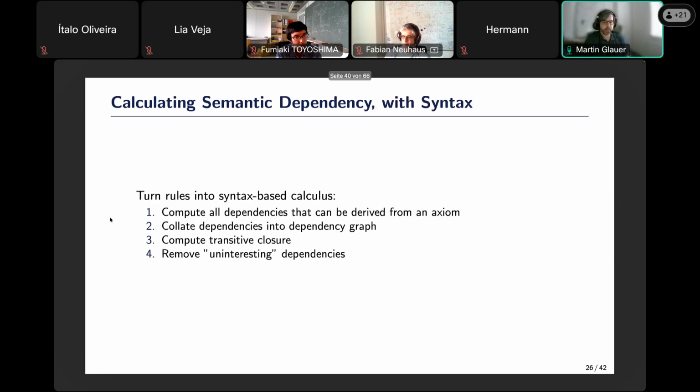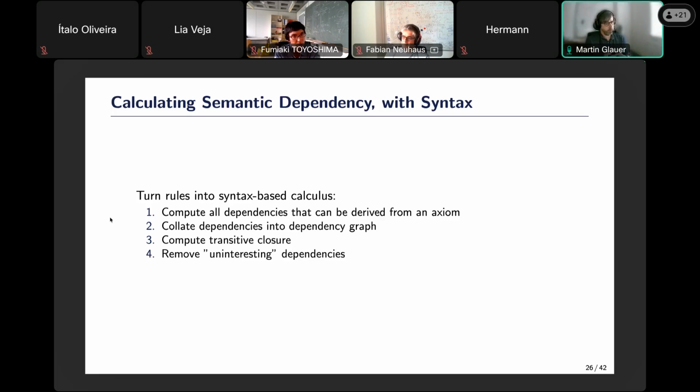So on the next slide, we instead developed a syntactic calculus. We looked at the individual axioms that one could write down in, for example, ALC or in EL, and developed a notion of: if this axiom occurs, then these dependencies are derived. And we collect all these dependencies into a dependency graph. And because we want our dependency to be transitive, we compute the transitive closure. That yields a lot of dependencies. So we also remove some intuitively uninteresting ones.